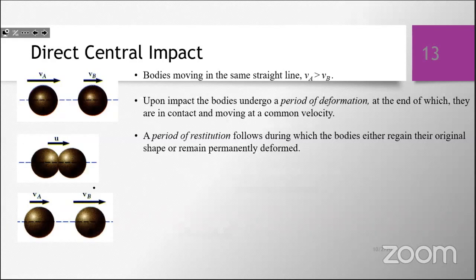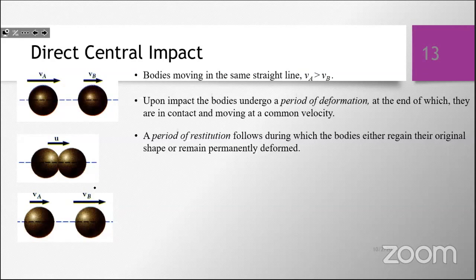So direct central impacts, we can have a couple of things happen here, right? We're going to talk about this in stages, right? So in the pre-impact stage, ball A is chasing ball B. And ball A is going to catch up, right? So the rear one's moving faster than the front one. Upon impact, the bodies undergo a period of deformation, right? If you've ever watched slow motion video of a football being kicked or a golf ball being hit or a turkey going through a plate glass window, right? Mythbusters. Oh, I don't know if you guys seen it. That's a good one. If you haven't seen that one, definitely check that out this weekend, right?